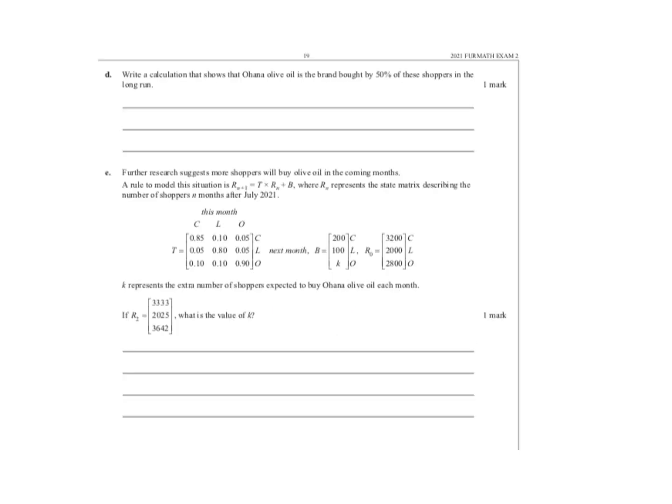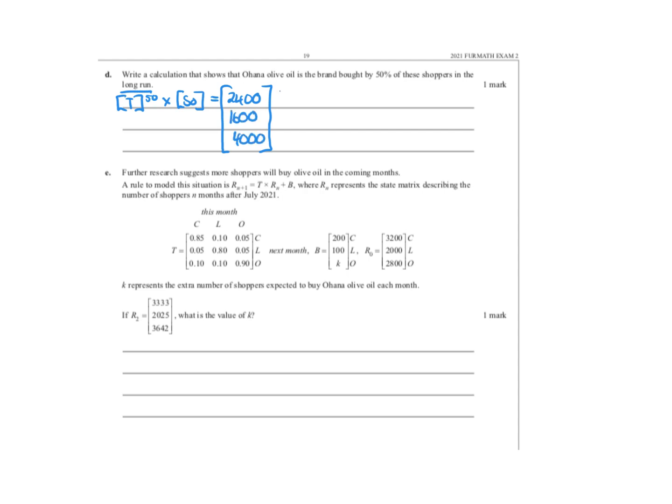Write down a calculation that shows that the O olive brand is bought by 50% of these shoppers in the long run. So when they're talking about long run, we know that's steady state. So if we do the transition to a high power times S0, we'll get the steady state. So we'll do that first, and we can see this is what happens. So in the long run.